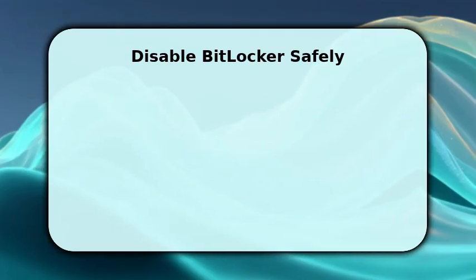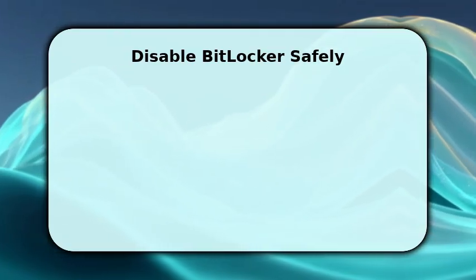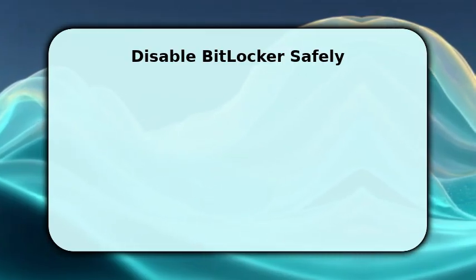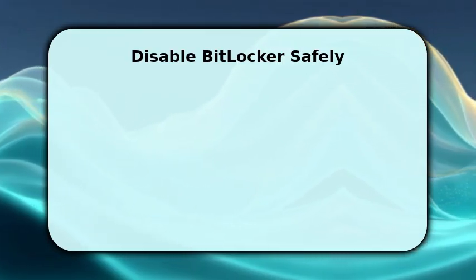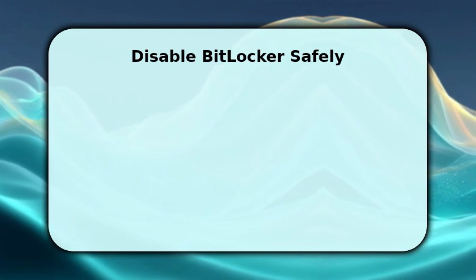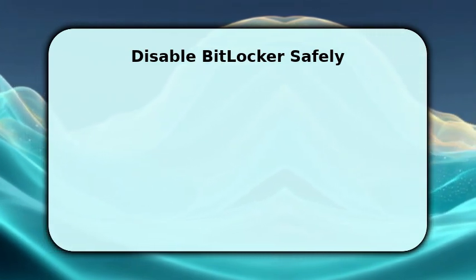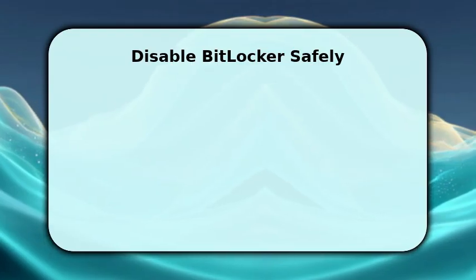Monitor the decryption progress until it reaches 100% and the system reports the drive as decrypted. Do not power off the computer during decryption or interrupt the process to avoid corruption. After decryption, remove any saved recovery keys from your Microsoft account and local key storage.